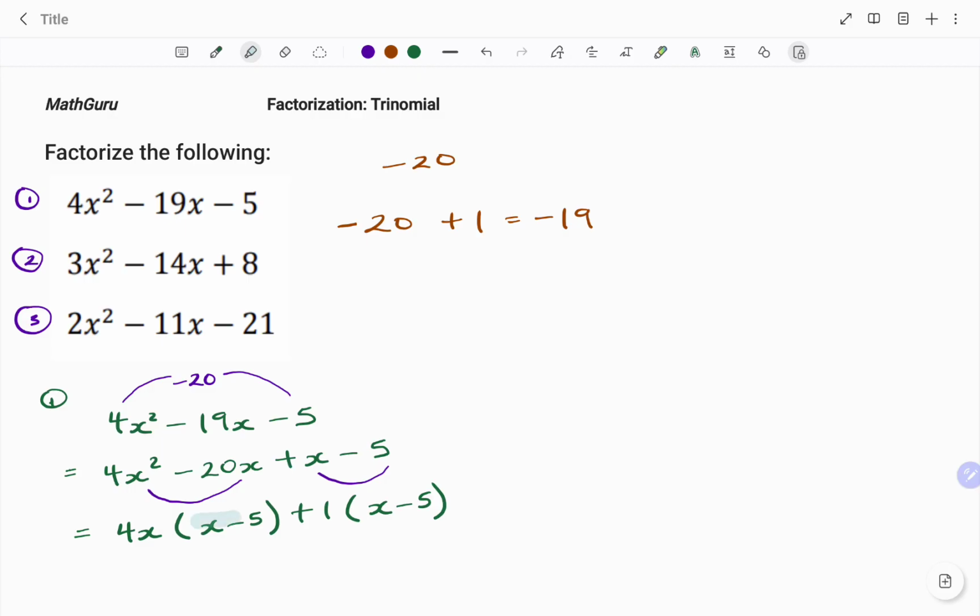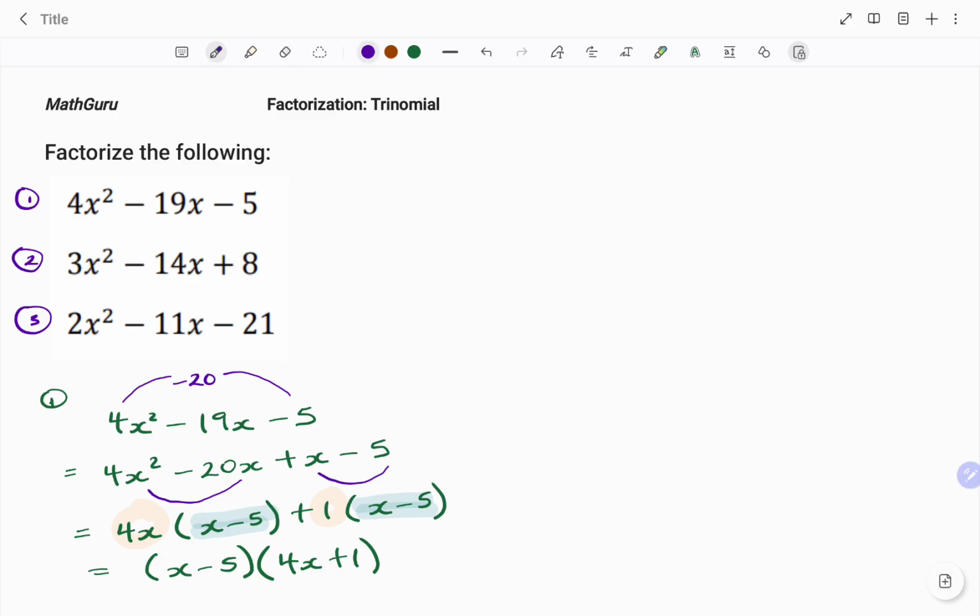Now that I have a common term on my left and on my right, I'm going to factor that out, and that will be x minus 5. And then in my bracket, I'm going to write the two terms that are left, which is 4x plus 1. So I've been able to factorize 4x squared minus 19x minus 5 into bracket x minus 5 multiplying in bracket 4x plus 1. Let's look at the second example.